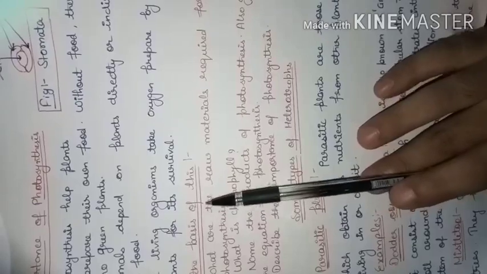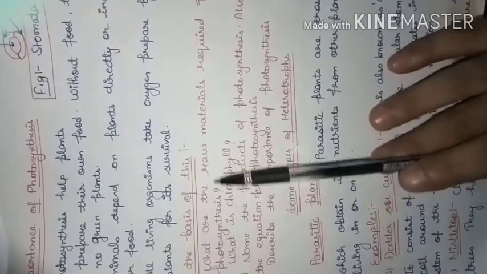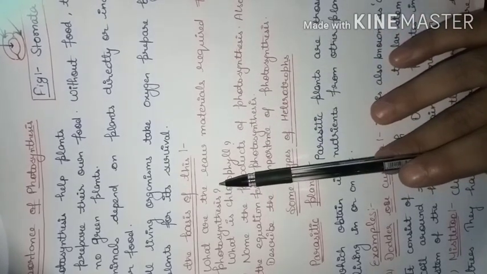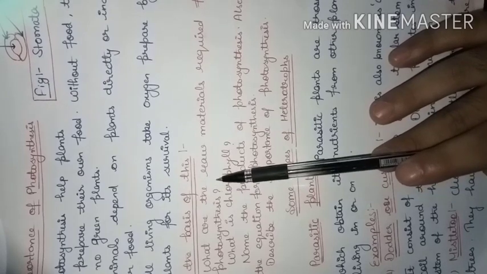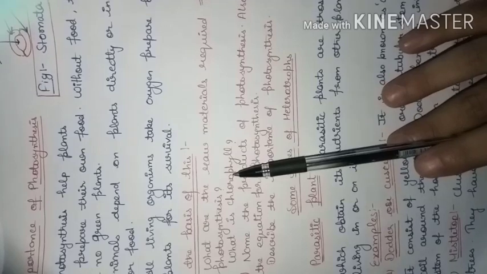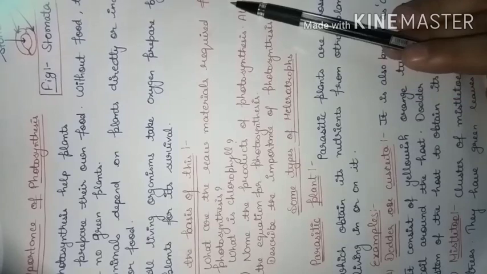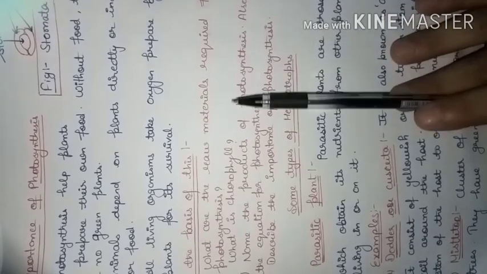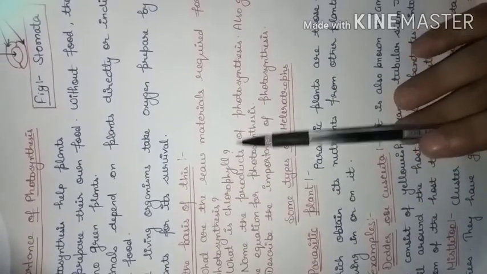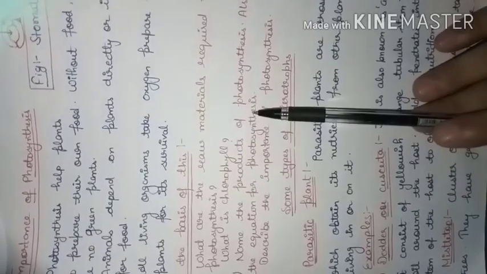Now what is the first question? What are the raw materials required for photosynthesis? The raw materials required for photosynthesis are carbon dioxide, water, sunlight, and chlorophyll. Now the next question is, what is chlorophyll? Chlorophyll is a green pigment which is present in the leaf of the plant, which helps in trapping the sunlight. Now the next question is, name the product of photosynthesis. Also give the equation of photosynthesis.